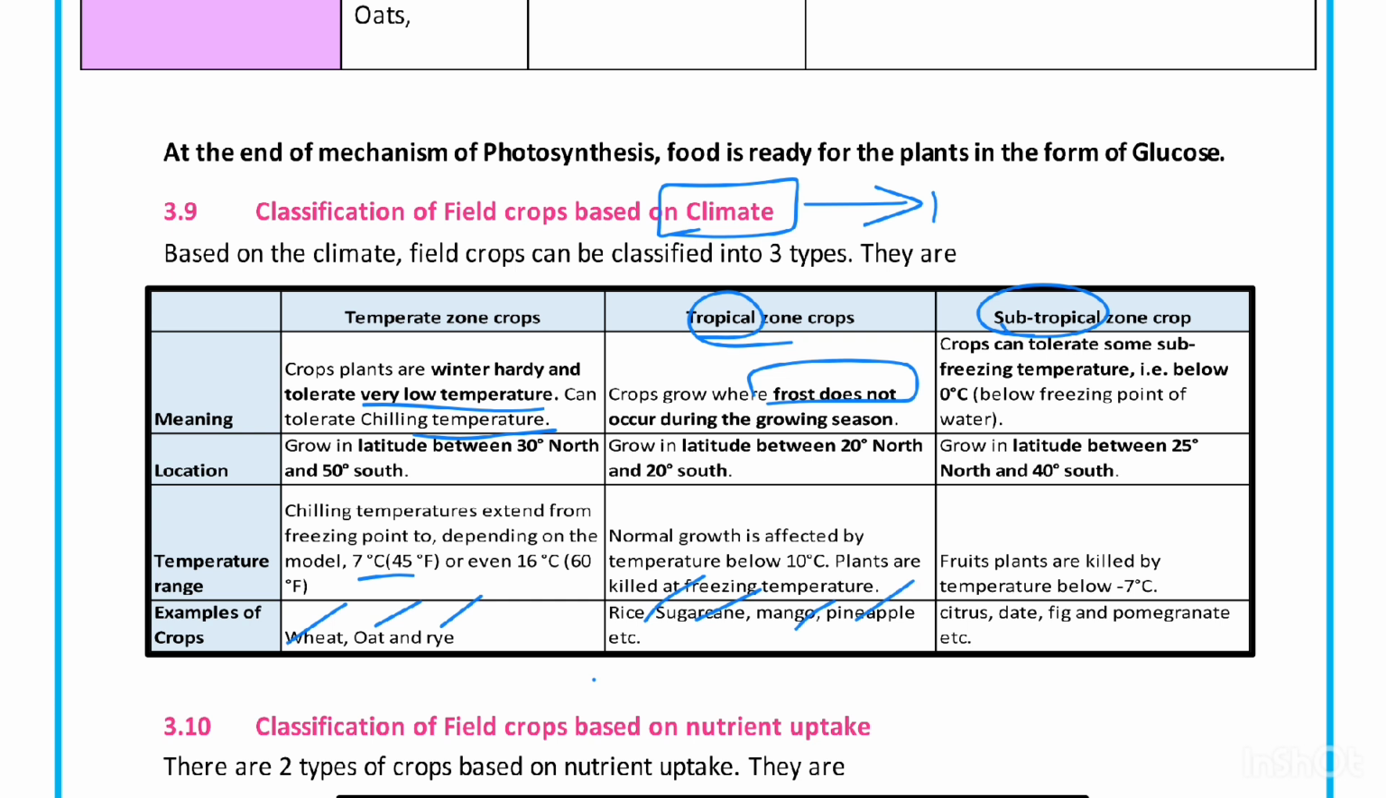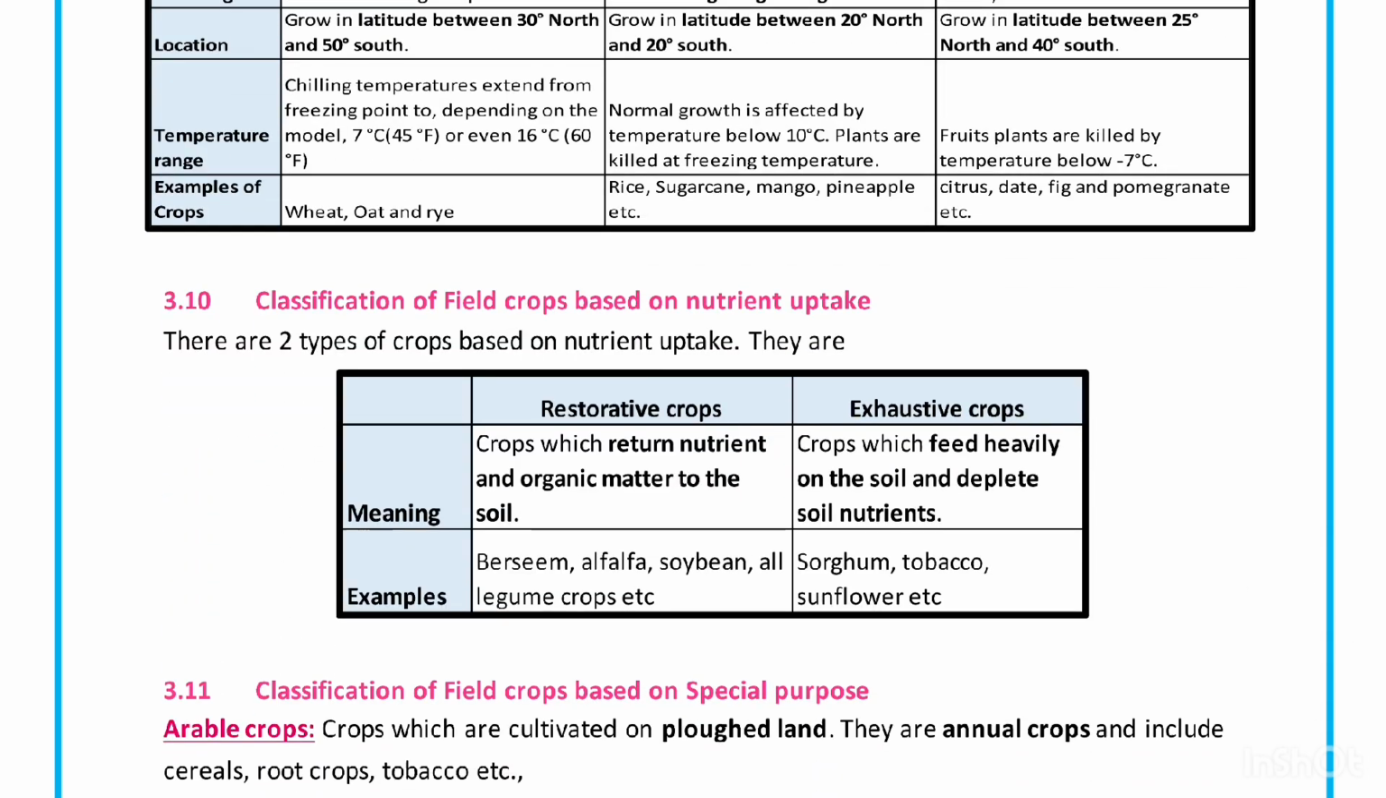Next is subtropical crops. These are in between temperate and tropical. There's a moderate climatic condition. These crops can withstand a little bit of winter and a little bit of harsh summer. So these are all called subtropical crops. Like citrus, date, fig, pomegranate are examples of subtropical zone crops. So with that, we have successfully completed the classification based on climate. Next, based on nutrient uptake. Let's see that.